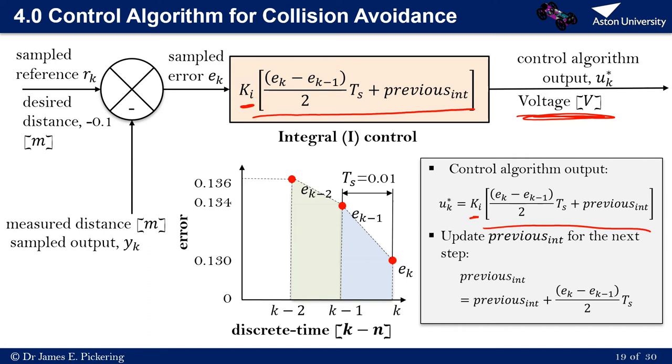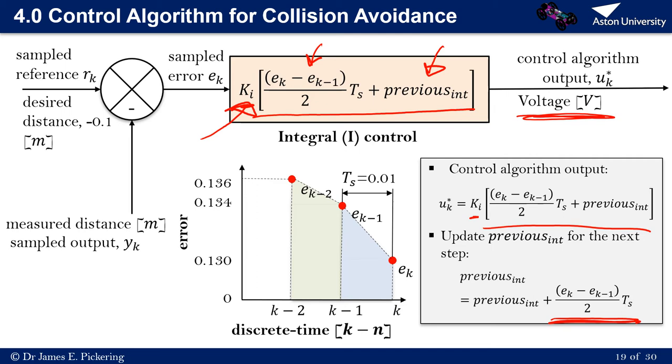So effectively, the proportional control gain multiplied by the area of the recent integral, and then all the other ones previously summed up. So using previous int for the next step, previous int is equal to previous int plus, obviously, the current integral. So again, just like the proportional control gain, this KI value would be specified as a number, and that's a number that you determine based on your tuning methods for the proportional integral derivative control.